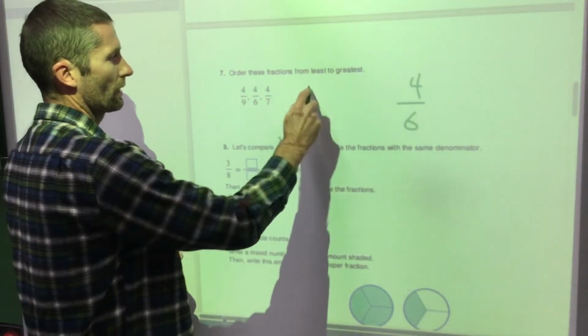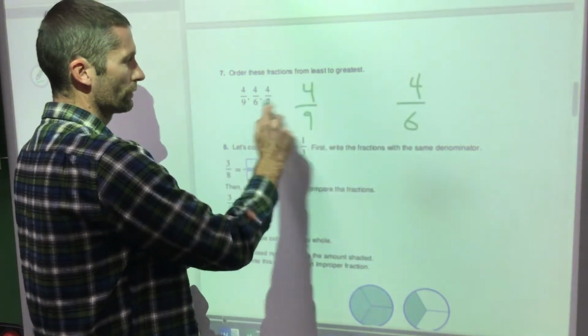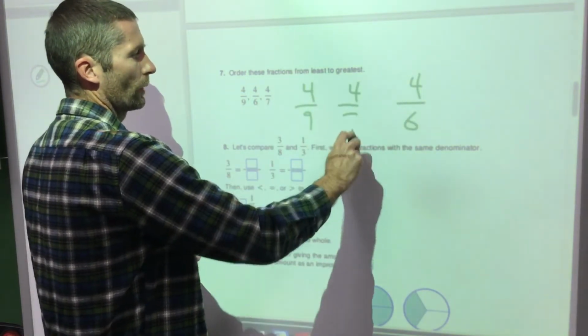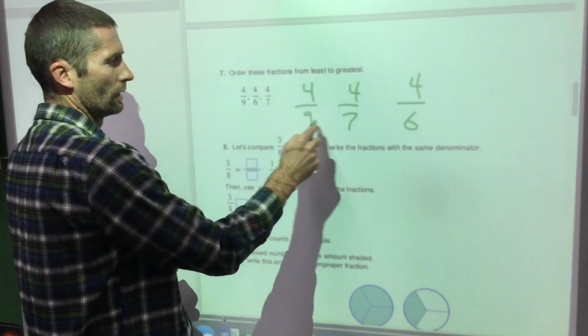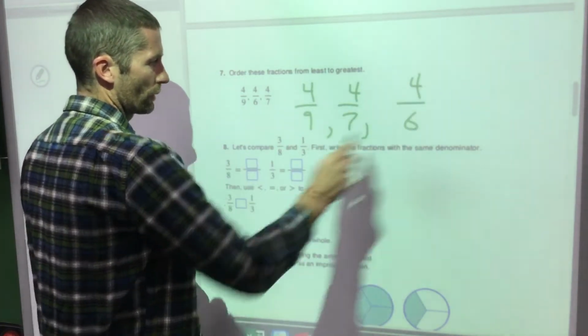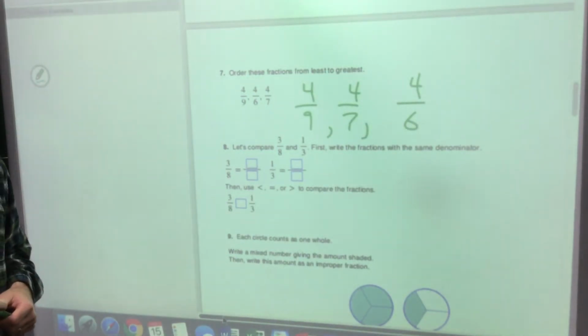My worst here is 4 out of 9. I didn't even make 50%. Here I made well over 50%. So when the numerators are the same, look at the denominators. 4 ninths, 4 sevenths, 4 sixths. Number 8, let's compare 3/8 and 1/3.